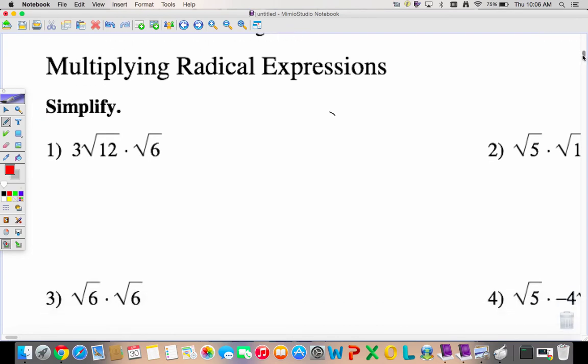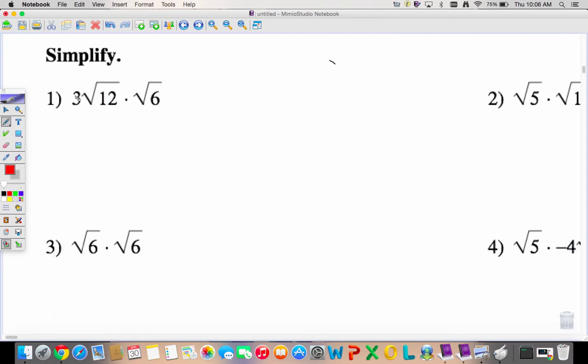Okay, so let's go ahead and start with number 1. You have 3 square root of 12 times the square root of 6. First thing we're going to do is simplify this by multiplying the numbers on the outside and the numbers on the inside. On the outside you have a 3 right here, and the invisible number is your 1. 3 times 1 is 3, and now we're going to look at your square root. You have the square root of 12 times the square root of 6. 12 times 6 is 72, so we have 3 square root of 72. Once you do that, it's easy.